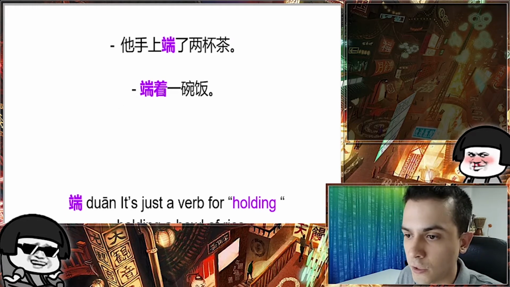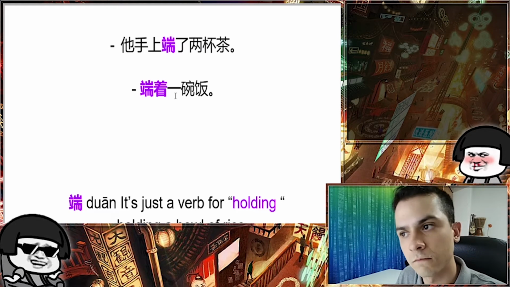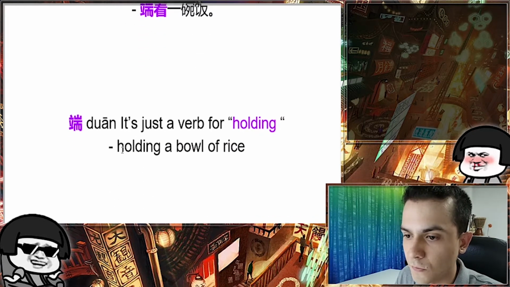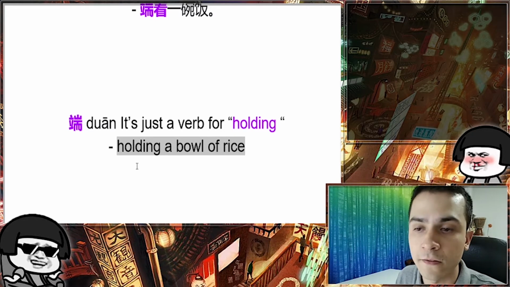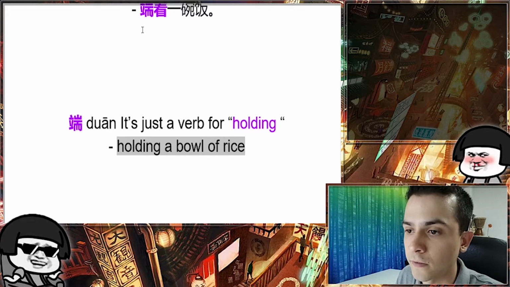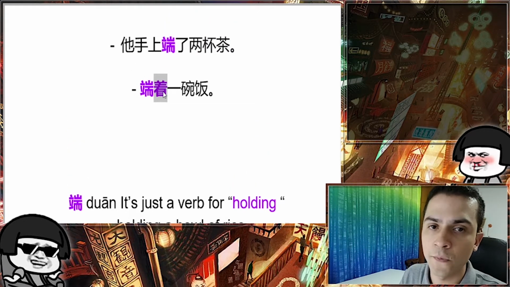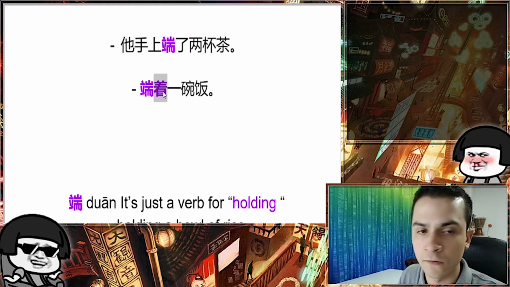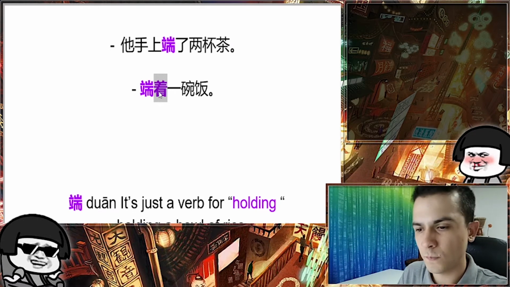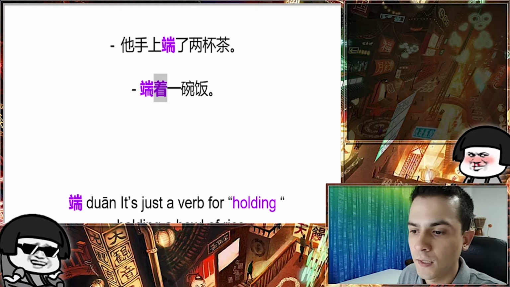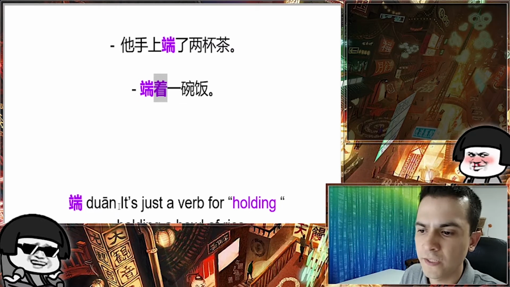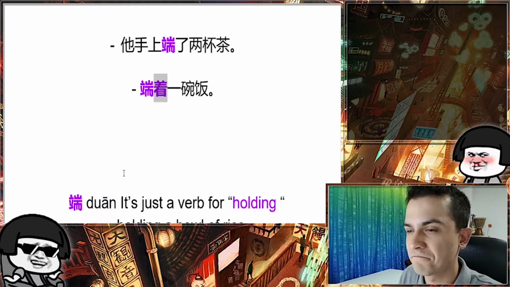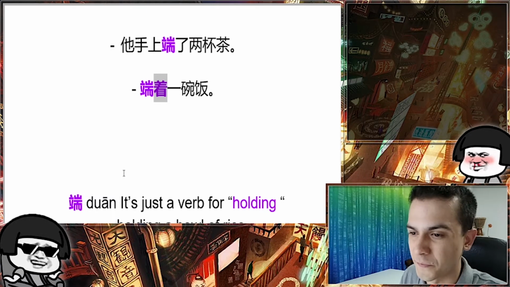Let's see the other one. 端着一碗饭. Okay. We have the translation here, yeah. So holding a bowl of rice. Here, as we can see, we have the 着, which indicates that something is ongoing. It's a sort of present continuous we use in Chinese. So 端着一碗饭 holding a bowl of rice. Easy, right? Let's move to the next one.